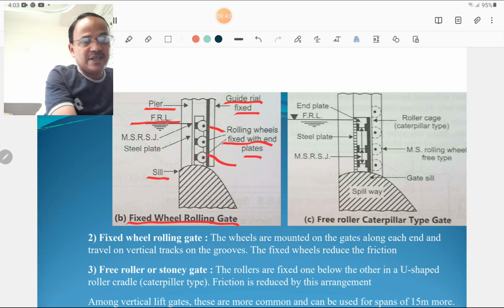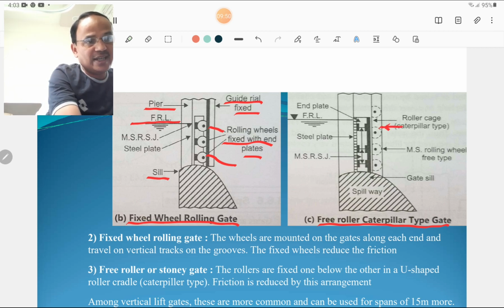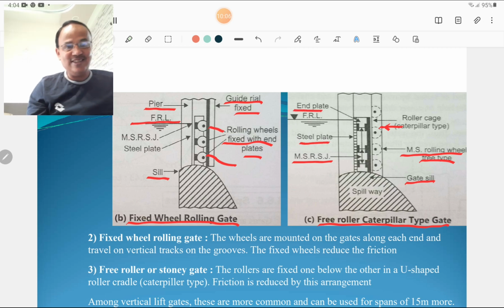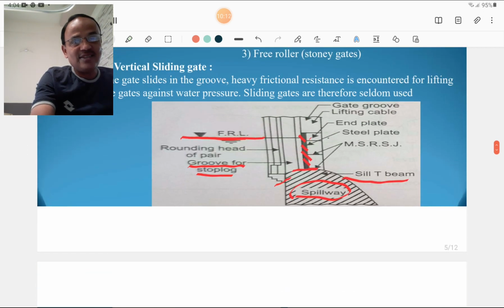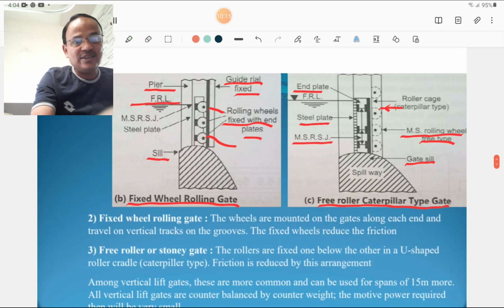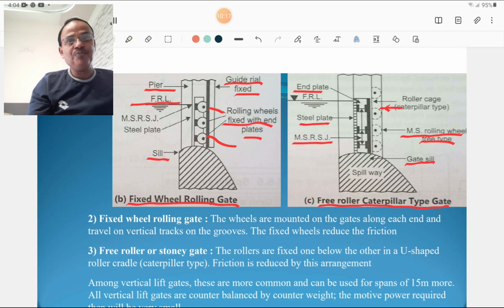The C type of arrangement is the free roller. It is called a caterpillar type of gate. This one is the caterpillar type of gate. The MS rolling wheel, free type, is provided here, shown in the dotted line. The top of the spillway near the crest is called a gate seal or a seal. These are the MS rolled steel joists. This is the steel plate as shown here, and these are the end plates as shown here. So these three types of gates you must know. First, as discussed, the vertical sliding gate. Second is the fixed wheel rolling gate, and third is the free roller caterpillar type of gate.